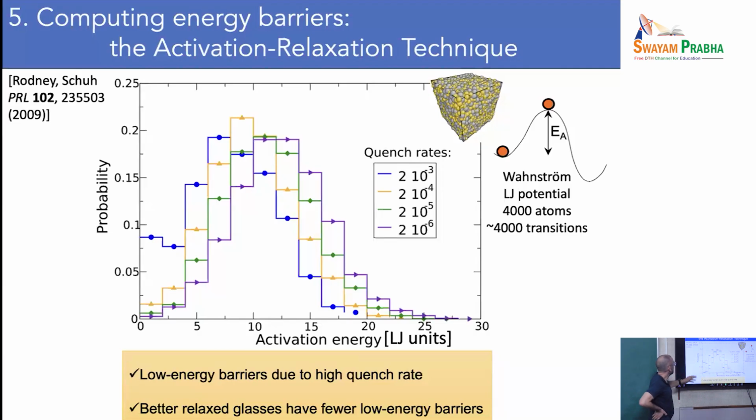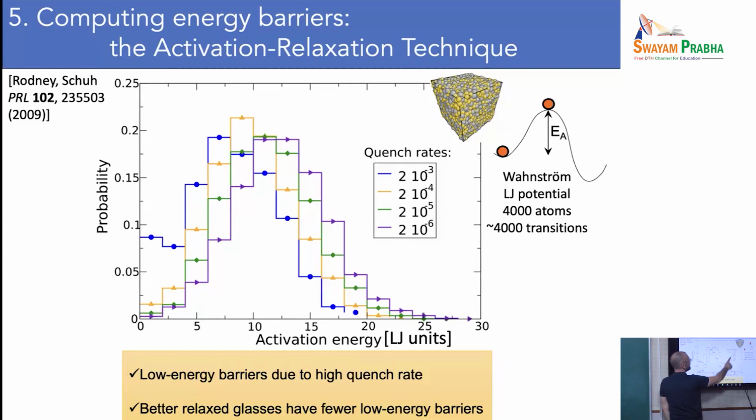And so here you have, it's a bit messy, but you have 4 different distributions. So these are distributions of activation energies from one given configuration, and the configuration was obtained by cooling a liquid at different quench rates. And so all of this is normalized. These are Lennard-Jones units, so there's nothing physical about it.